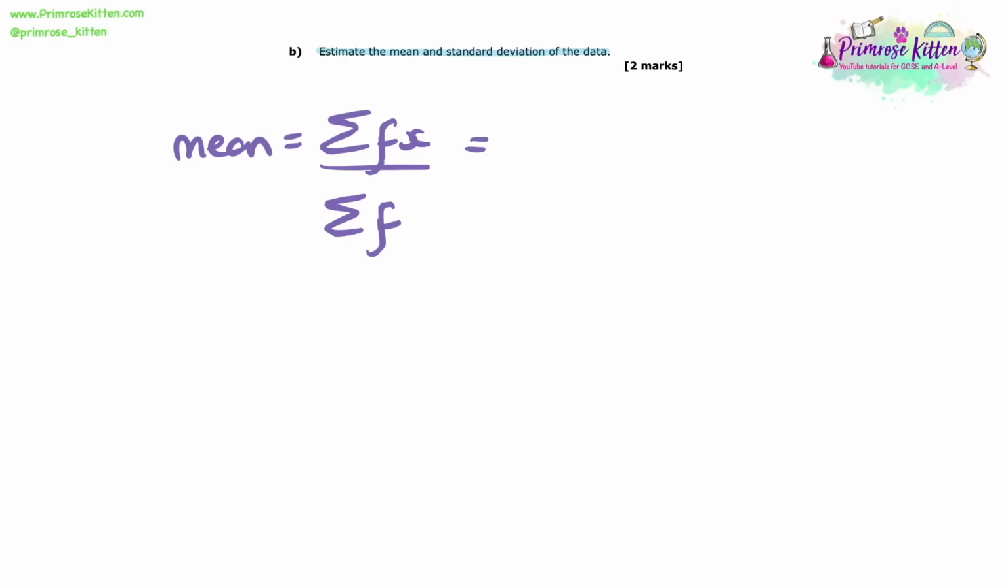Estimate the mean and standard deviation of the data. So we should know that to calculate the mean of a data set like this, the mean is going to be the sum of fx divided by the sum of our frequencies. Now, of course, in this question, they told us what the sum of fx is. We don't need to do that ourselves, thankfully. And so that is 681.5. And the sum of the frequencies, we already worked that out to be 27. So the mean is going to be 681.5 divided by 27.